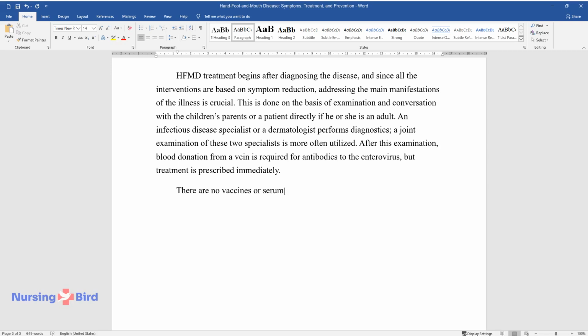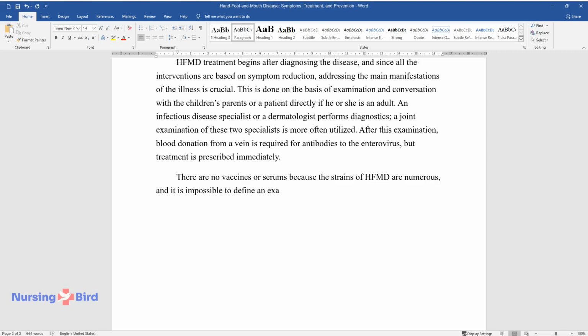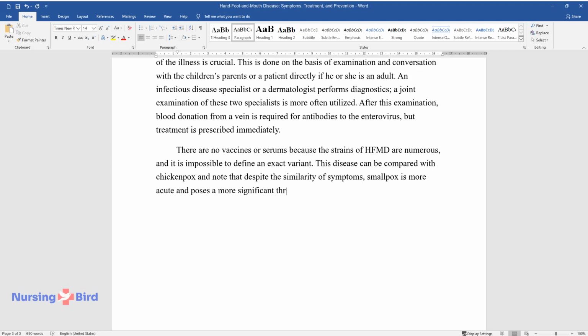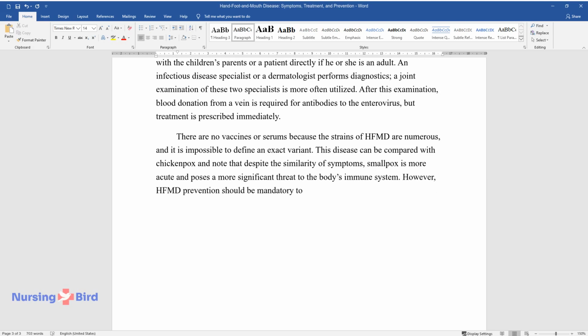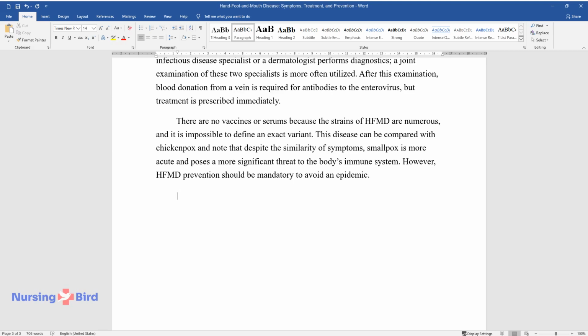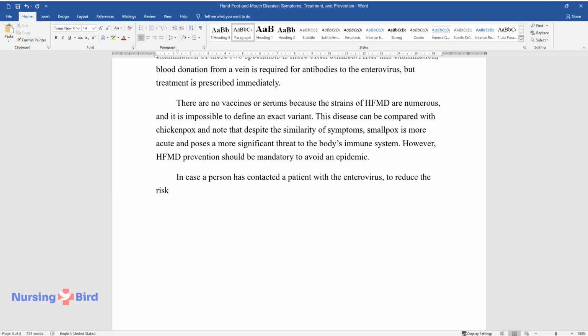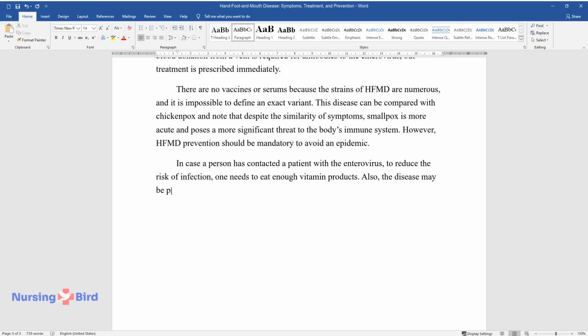There are no vaccines or serums because the strains of HFMD are numerous, and it is impossible to define an exact variant. This disease can be compared with chickenpox, and note that despite the similarity of symptoms, smallpox is more acute and poses a more significant threat to the body's immune system. However, HFMD prevention should be mandatory to avoid an epidemic. In case a person has contacted a patient with the enterovirus, to reduce the risk of infection, one needs to eat enough vitamin products. Also, the disease may be prevented by complying with basic hygiene measures.